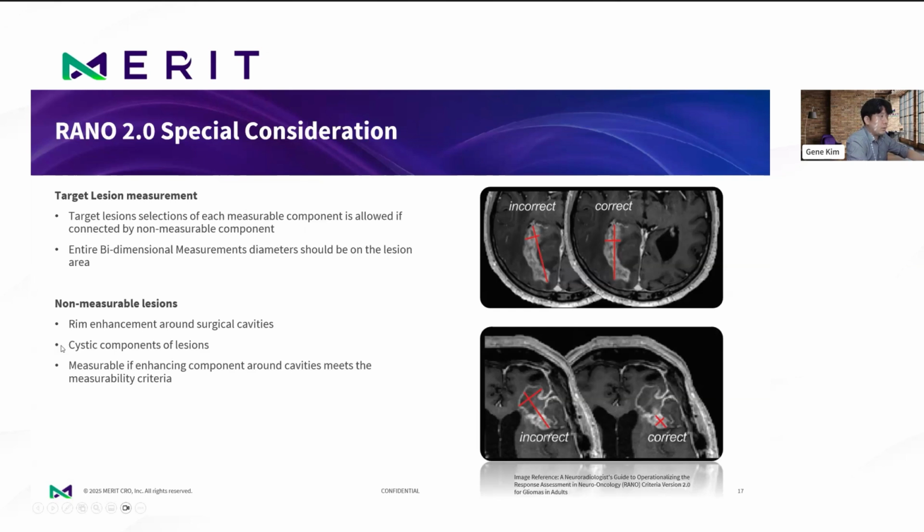measurements. And then for non-measurable lesions, certain cases such as rim enhancement around the surgical cavities, or any cystic component, should not be considered as a target, but rather a non-target. And in this example, if the enhancing component around the cavity, the nodule, meets the measurement criteria, then this lesion can be considered as a target. So this example features the correct measurement in the case where the nodules are measurable but the cavities are not considered measurable, so this is a correct recommended measurement type.